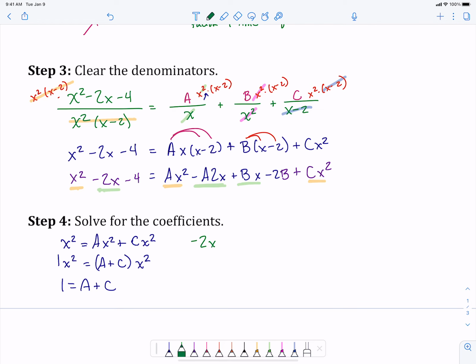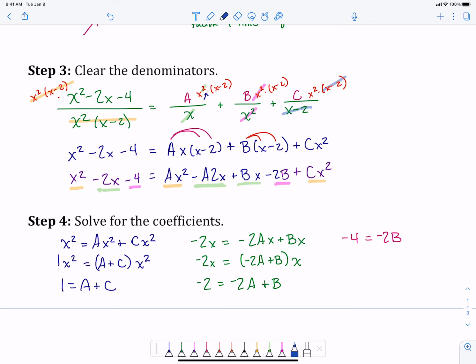So -2x needs to be equal to -2ax plus bx. Or again, kind of rewriting this a little bit, that -2a plus b, whatever those coefficients are, when we add those together, we need those to be equal to -2. So we need -2 to be equal to -2a plus b. And then our constant term, -4, well, we only have one term left. That's going to be equal to whatever -2b is.